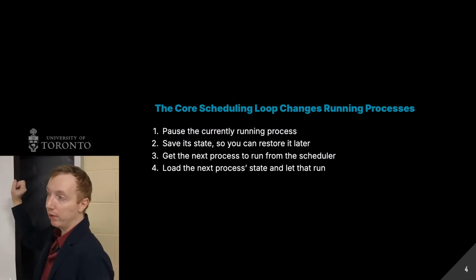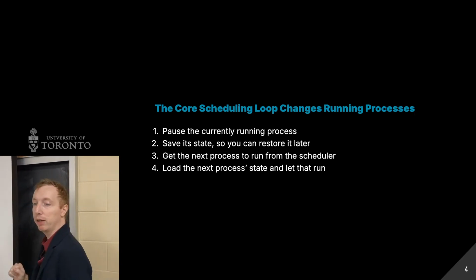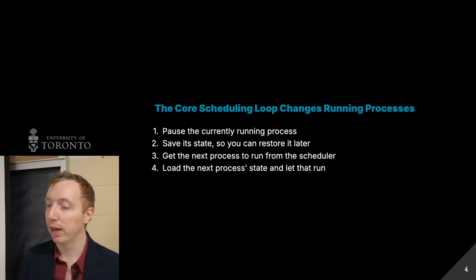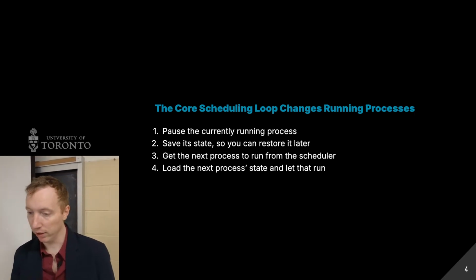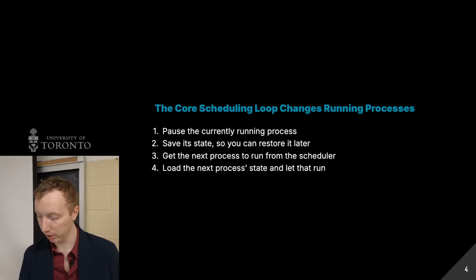So where it fits in, there's this core scheduling loop that runs in kernel mode because it has to have control over all the processes, and it changes which process runs. So it basically has 4 steps that all go in an infinite loop.